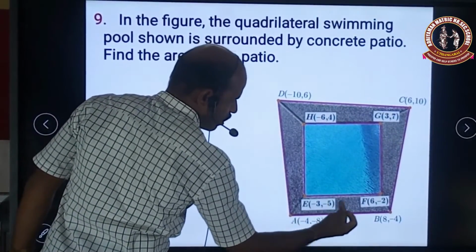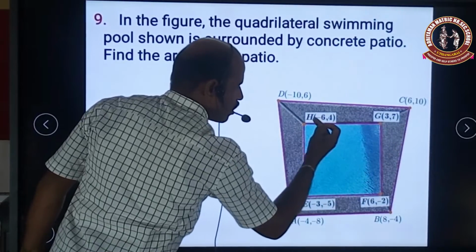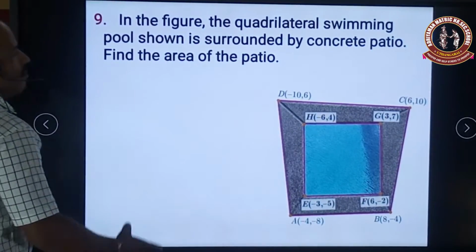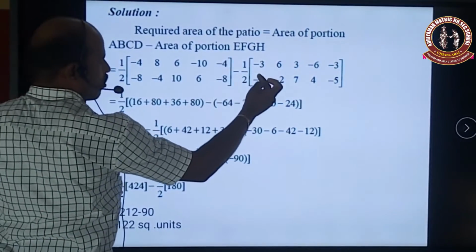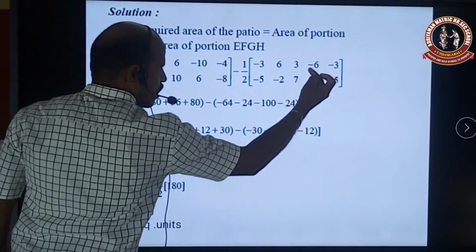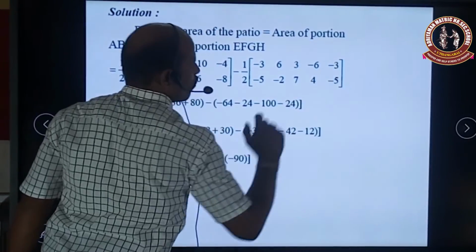EFGH. x1 y1, x2 y2, x3 y3, x4 y4. Apply the same way. Next one, half into x1 y1, x2 y2, x3 y3, x4 y4, again x1 y1.